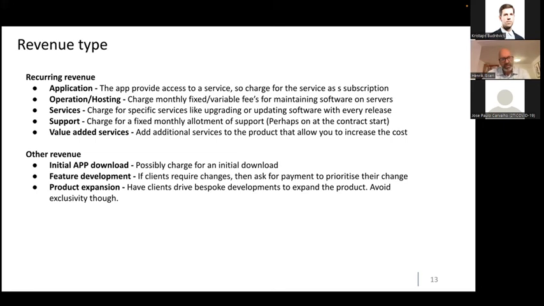But this is an opportunity. You can do the operation and hosting, charge monthly for hosting and maintaining the software and the service, even though you will consider this to be a natural thing. If you have 200 clients, then suddenly the operation and hosting charge will be significant.